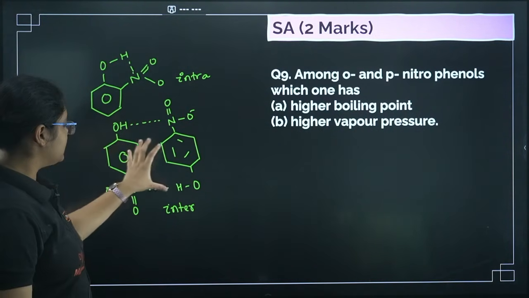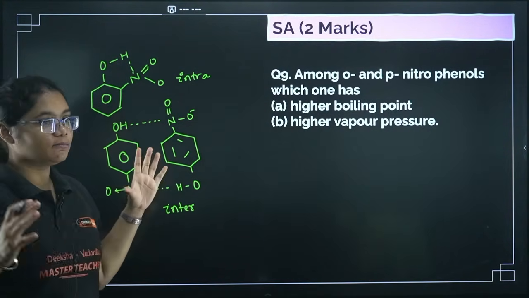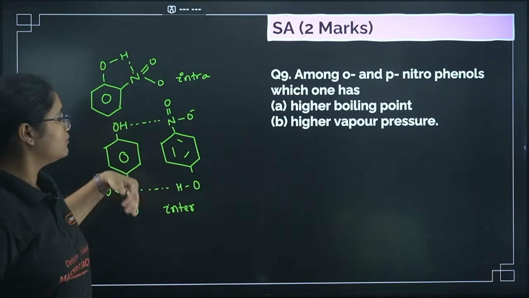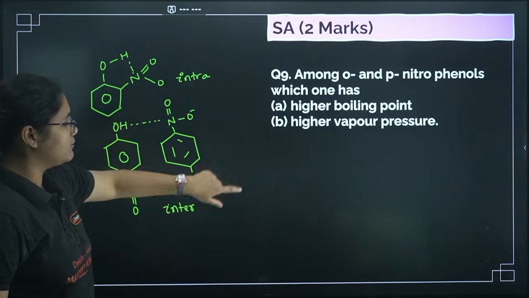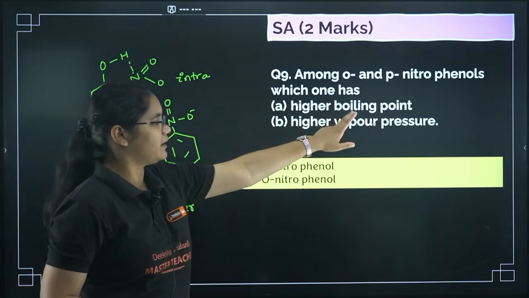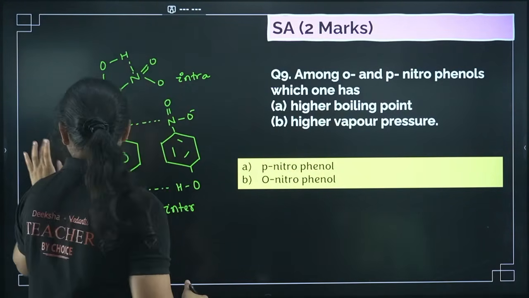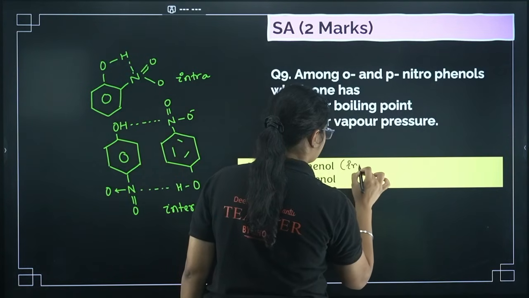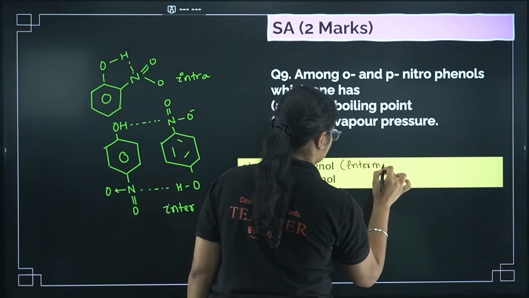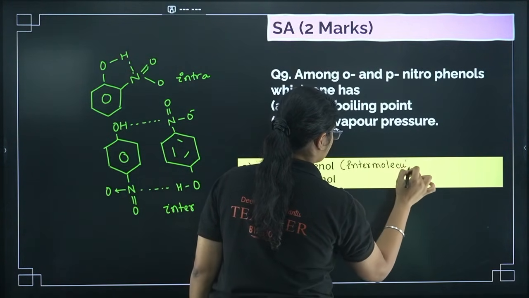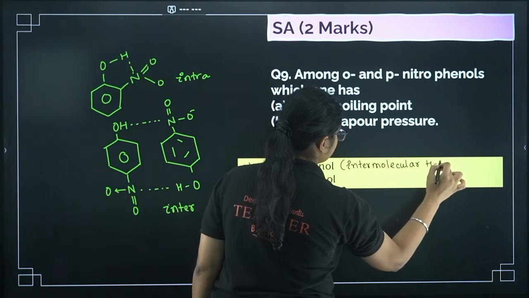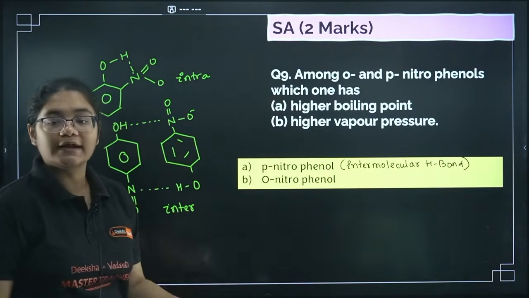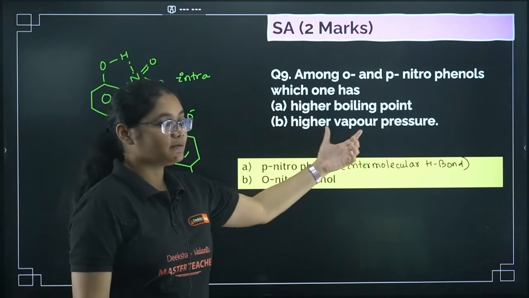Now if there is intermolecular hydrogen bonding, the molecules will be closely packed and it will be very difficult to boil them. So higher boiling point will be in case of para-nitrophenol. The reason here, what you will write, the reason is due to intermolecular hydrogen bonding.